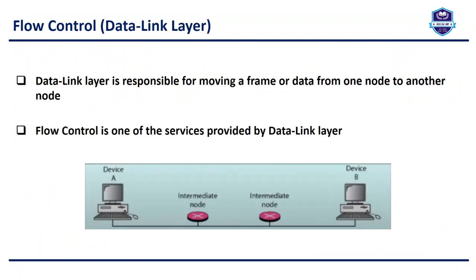So, the data link layer is responsible for moving a frame or data from one computer node to another computer node through many intermediate nodes. And flow control is just one service provided by the data link layer. Besides, the data link layer also provides services such as error detection and correction.